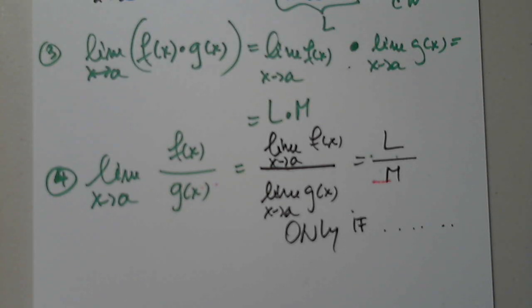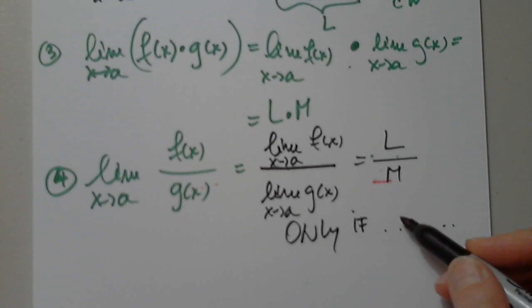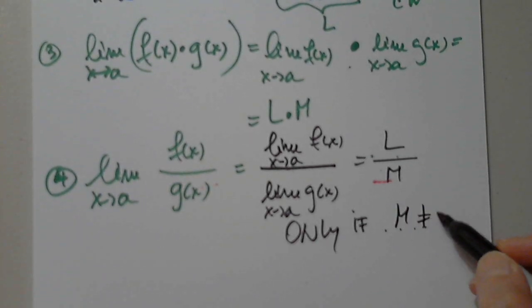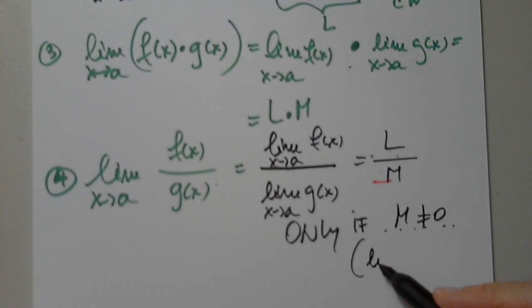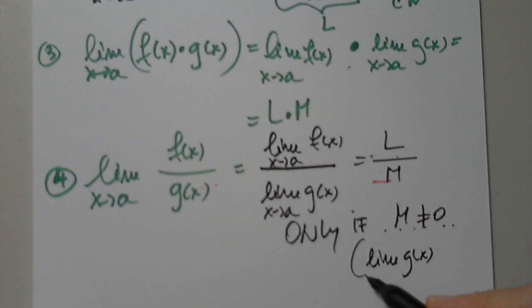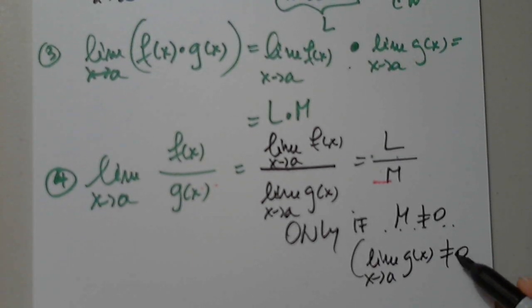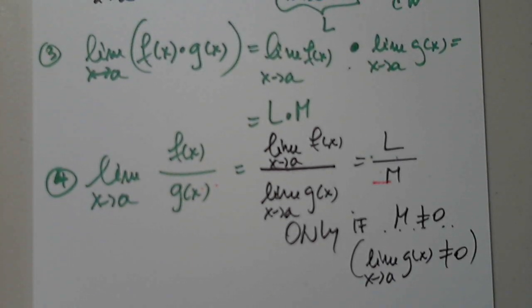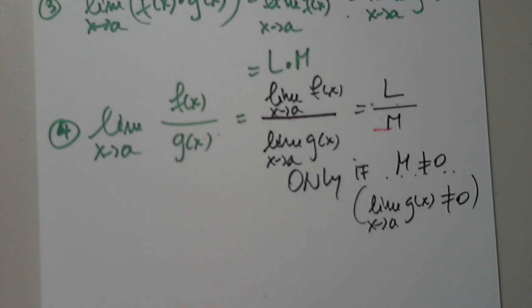Can anyone tell us why I have to say only if something, something, something? Is it only if m does not equal 0? Exactly. Or in other words, limit of g of x as x approaches a does not equal 0, of course. It will be undefined. The whole thing goes away. Great job. Thank you.